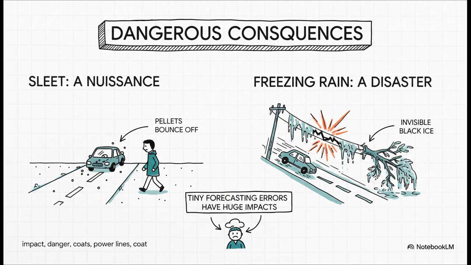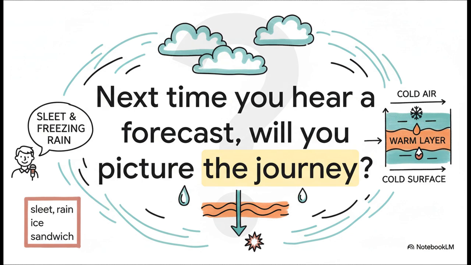And this is why a tiny, tiny error in a forecast, just a degree or two, can be the difference between a minor annoyance and a total disaster. So, the next time you hear that winter weather forecast calling for sleet or freezing rain, you won't just hear the words. I bet you'll actually picture that incredible journey, that whole trip through the temperature sandwich in the sky. And you'll know exactly what's heading your way. Thanks for joining me on this one.